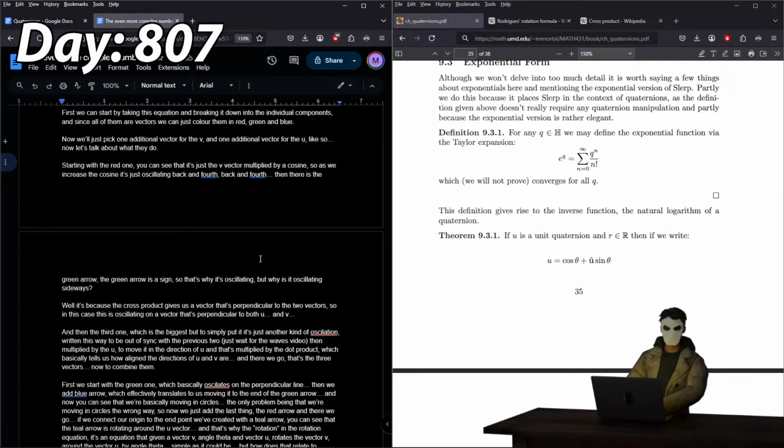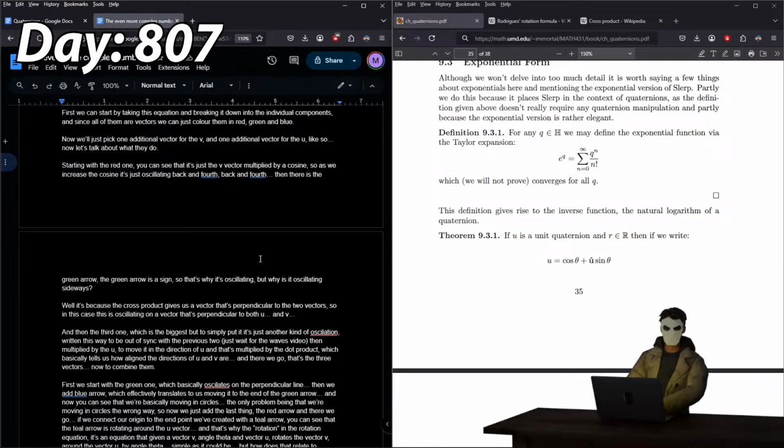Then there is the green arrow. The green arrow is a sine, so that's why it's oscillating. But why is it oscillating sideways? Well, it's because the cross product gives us a vector that's perpendicular to two vectors. So in this case, this is oscillating on a vector that's perpendicular to both u and v.